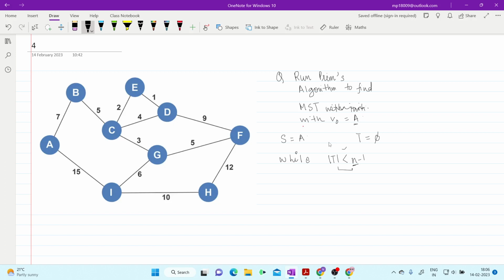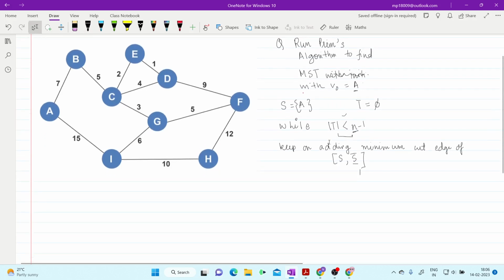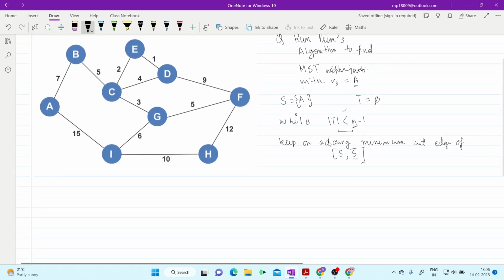So while T is less than n minus 1, what we have to do is keep on adding the minimum cut edge of S, S bar. So this is the algorithm. Now let's do this with this example.